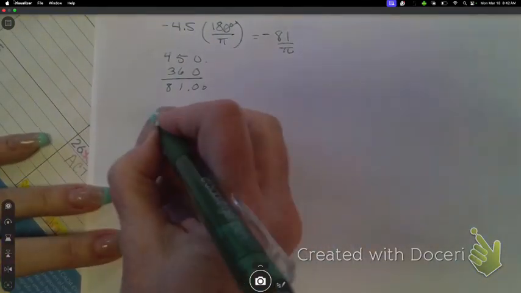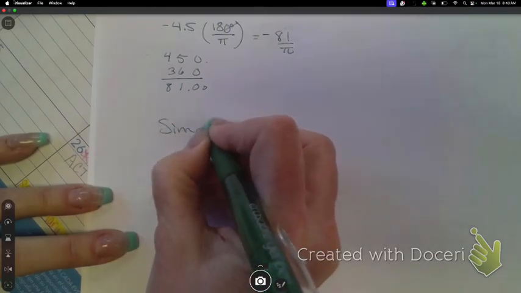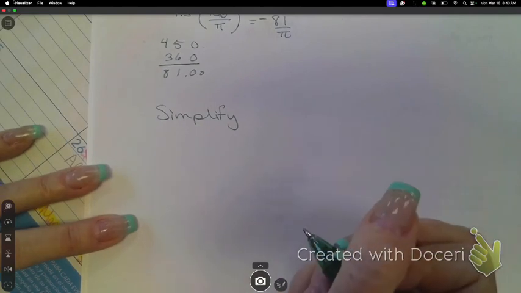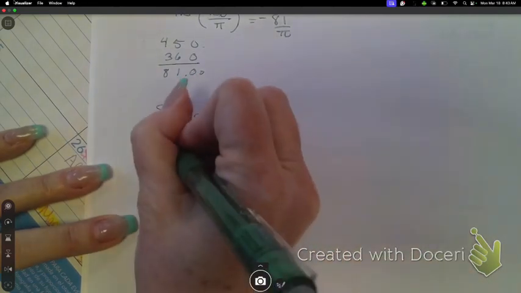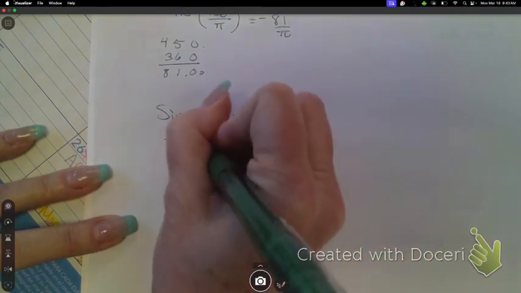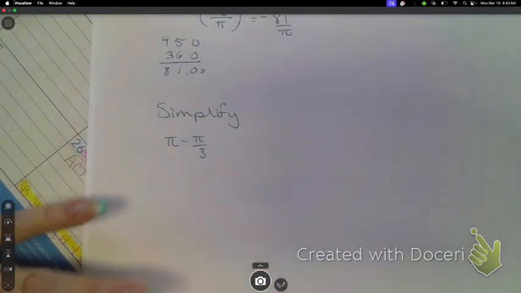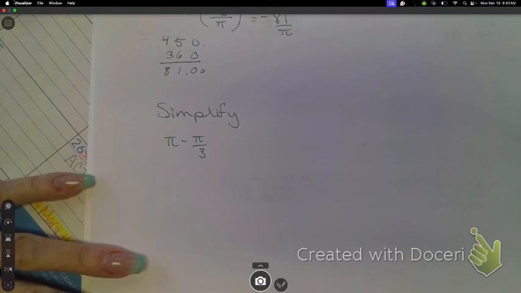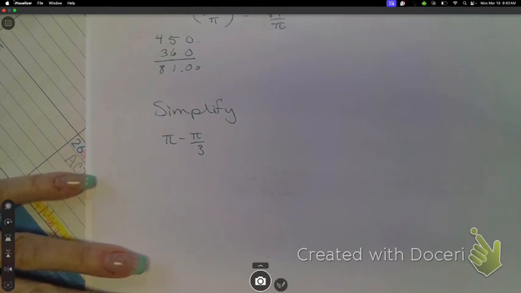Simplify. Pi minus pi over 3. So what's it telling me to do? Simplify. So you have to do what? Like, how am I going to do that? Multiply values. I don't know. I have pi minus pi over 3.